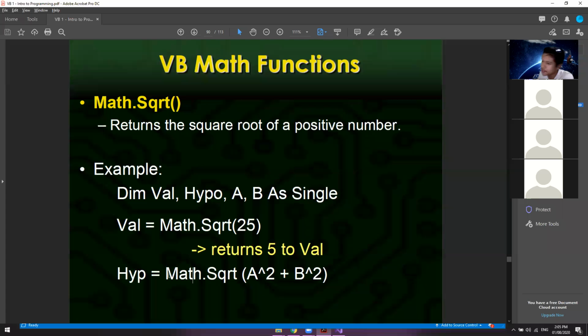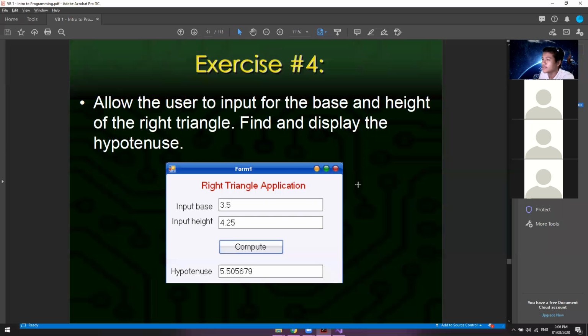Then, another example is height. Say, hypotenuse. So, Math.Sqrt, laging naka-inclusive na yung square root, laging may close na parenthesis. So, huwag niyong kakalimutan yun. So, a squared plus b squared. Okay, so, gamit lang kayo ng ganitong symbol para sa exponent. Okay, exercise number 4. Allow the user to input for the base and height of the right triangle. So, find and display the hypotenuse. Okay?